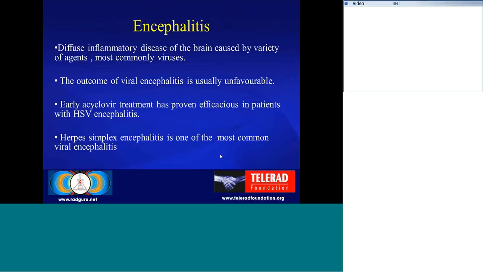And for some of the encephalitis caused by viruses, like herpes simplex encephalitis, with the introduction of early acyclovir treatment, the morbidity can be reversed. And herpes simplex encephalitis is one of the most common causes of viral encephalitis.